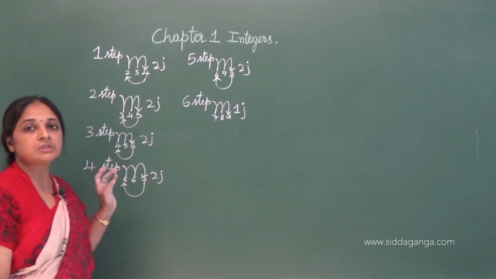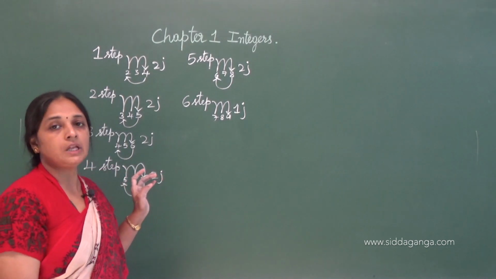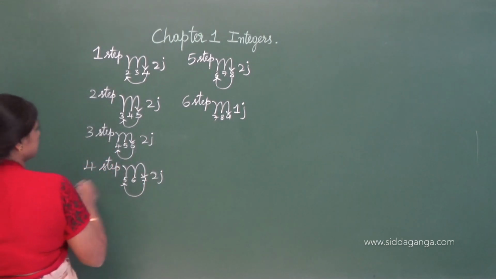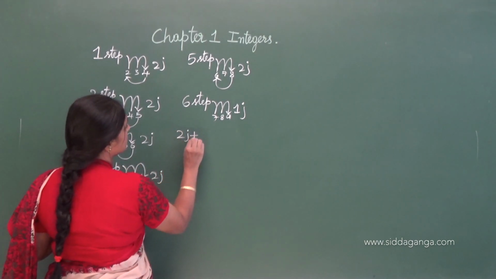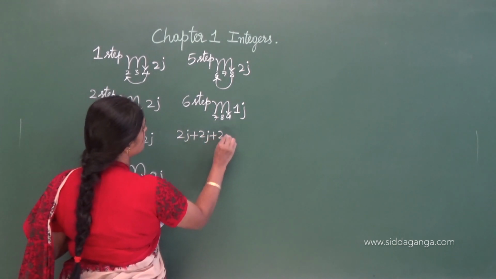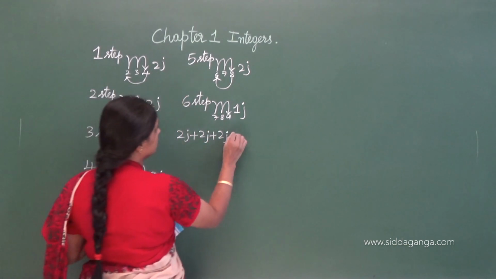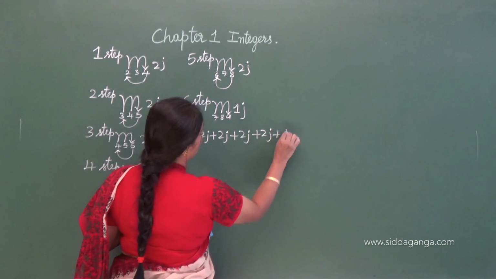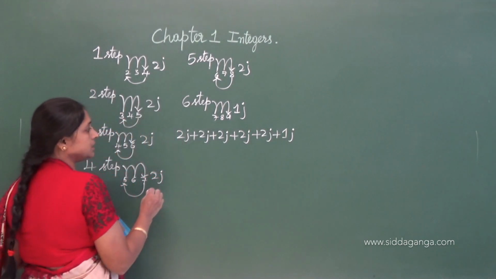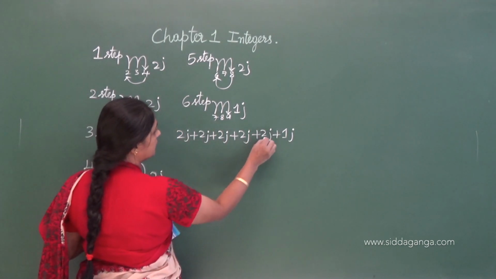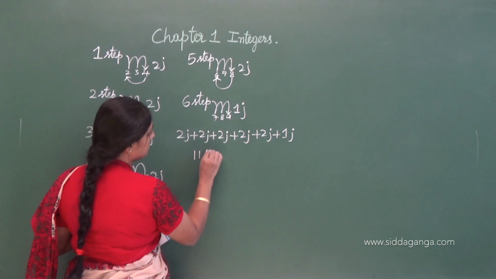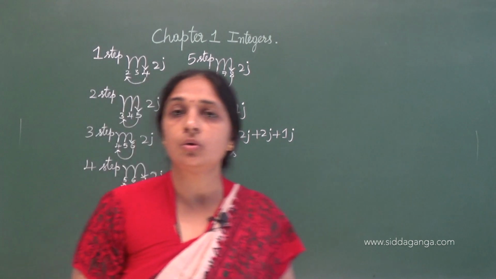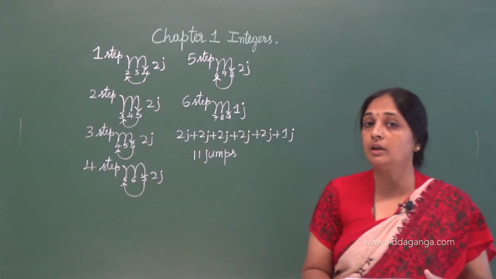So how many jumps does it take to go to the 9th step? We can add like this. 2 jumps plus 2 jumps plus 2 jumps, plus 2 jumps plus 1 jump. So how many jumps does it take? 2 plus 2 plus 2 plus 2, 10, plus 1. So 11 jumps. It takes 11 jumps to go to the 9th step to drink water.